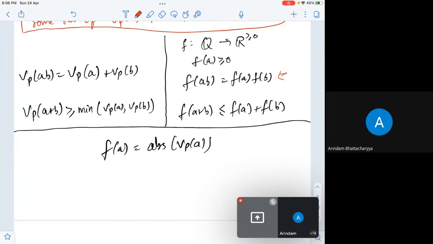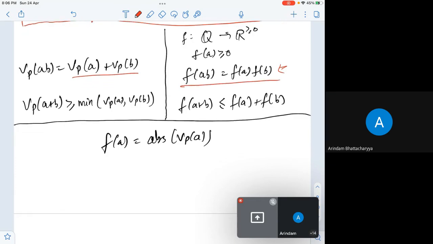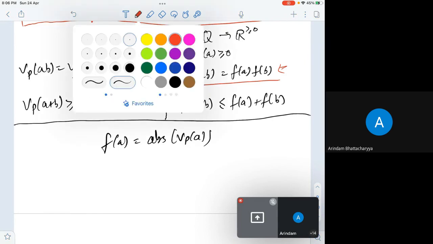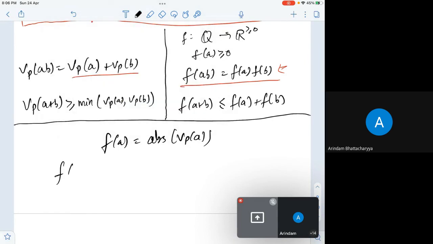So the thing is, you want to go from an additive function to a multiplicative function, right? And a good way to do that is to consider, let's say, something like f of A equal to p power VP of A. Does this work? Yes, it works.